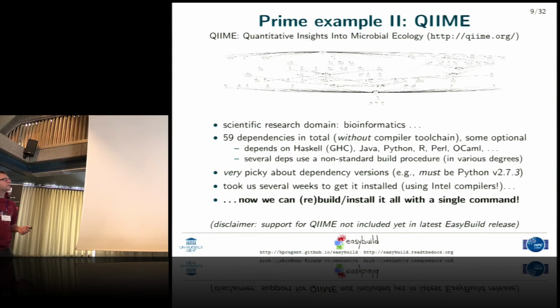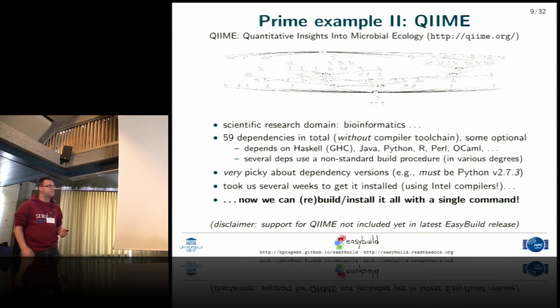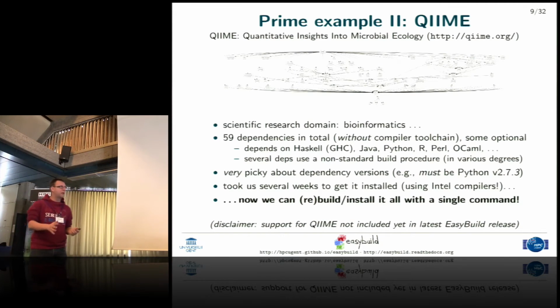It uses all kinds of different programming languages. It has plugins and extensions and tools that it calls out to. So you have to make sure they have Haskell support, Java, Python, R, Perl, OCaml, which is very non-standard and weird to install. And it actually segfaults if you build it with the Intel compilers because they use non-standard C. Big mess. Several of these use a non-standard build procedure, so you have to fix them or figure them out one by one and just slowly get to the top.